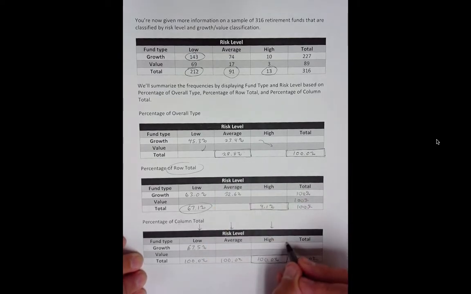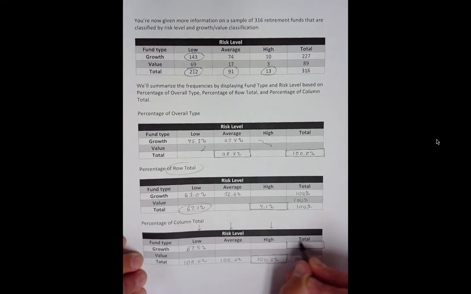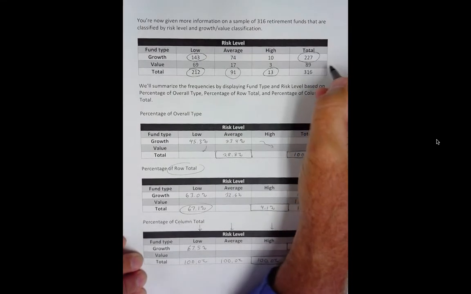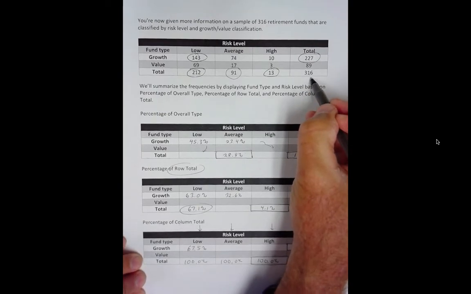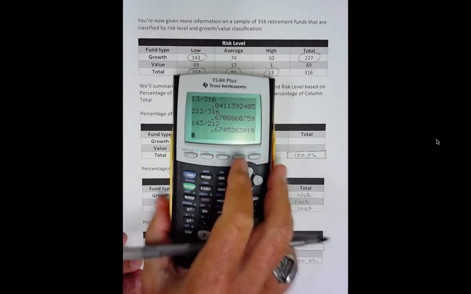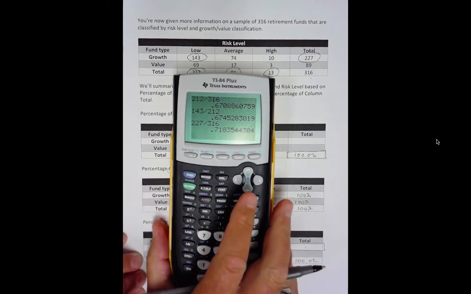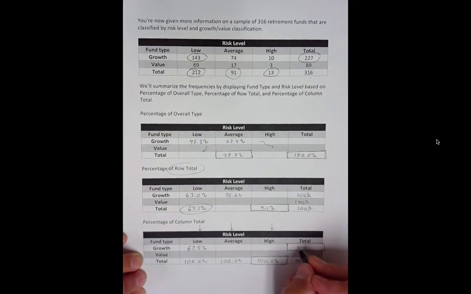100%. So guys, what would this cell right here look like? Well, it would take that number, which is 227, divided by the column total of 316, and we get 71.8%.